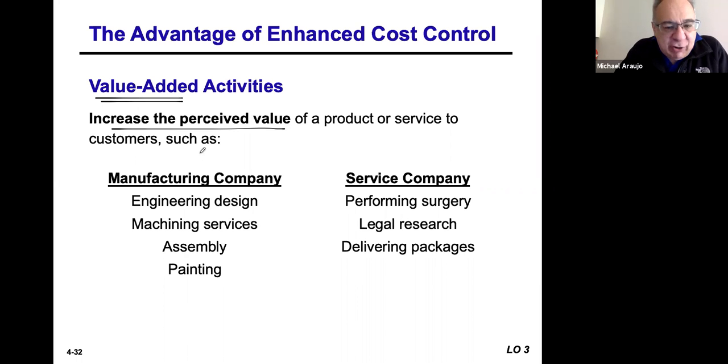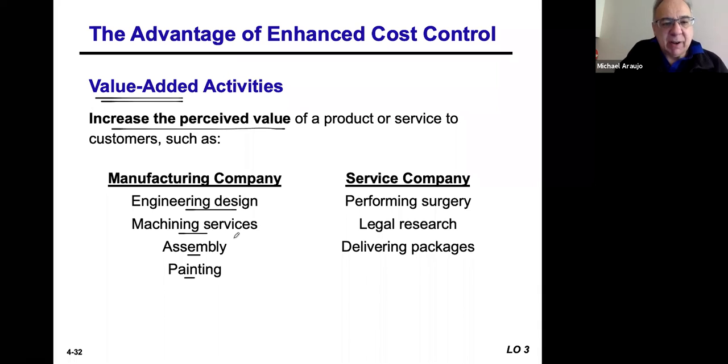Well, for a manufacturing company, the type of engineering design, the design of a product might mean it's more valuable because it looks better, it's designed better than other products. It might be how it is assembled, painted, or other services for how it was put together. That all might increase the perceived value, the quality of the product to the public. And so thus it's a value-added activity.